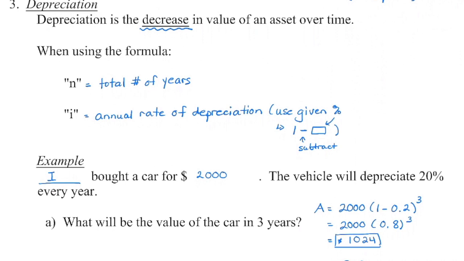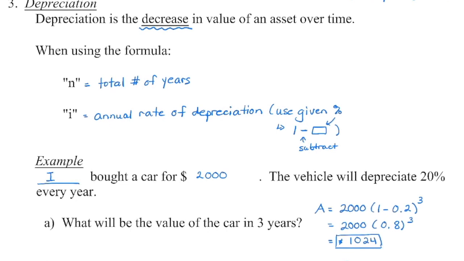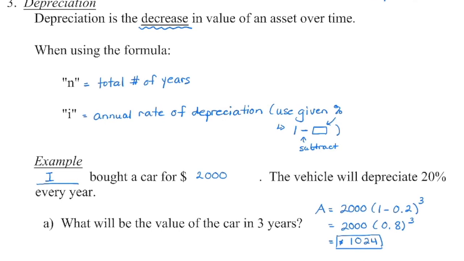I'm going to use the same formula, but in depreciation cases, n is going to be the number of years. I is going to be the annual rate of depreciation. So we're looking at over the course of a year, how much value will it lose? So depreciation is a little bit easier because we can just put that value in there.